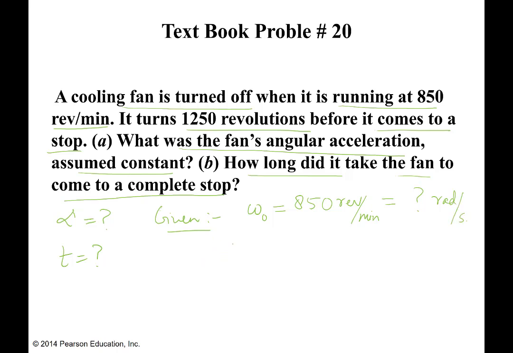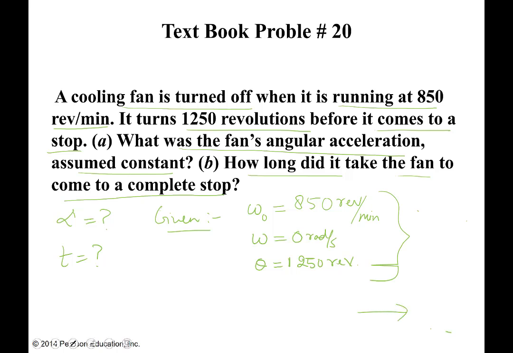And then what else is given? Because we are bringing it to stop, the final must be 0 radians per second, because that's the objective. We want the cooling fan to stop. That's why we are turning it off. And what else is given? We have been given revolutions, so that means theta is given as 1250 revs. It may be a good idea not to convert it yet, because if you convert them into 2 pi radians, it will be a very big number. So we will convert in the end.